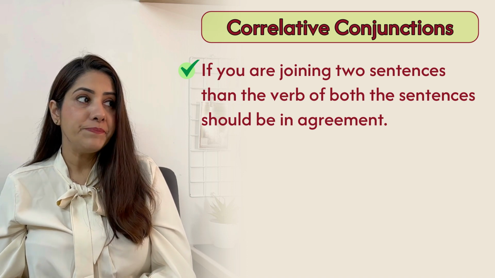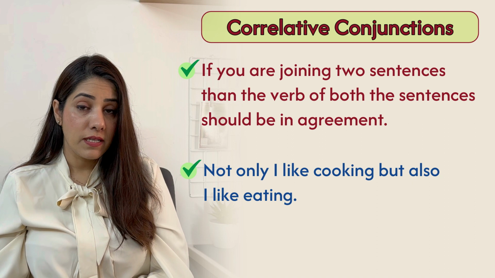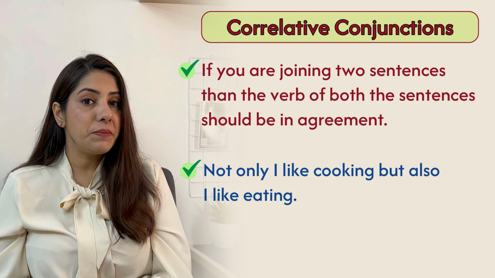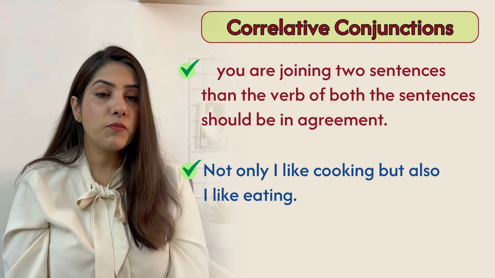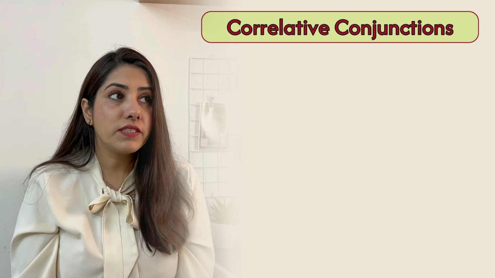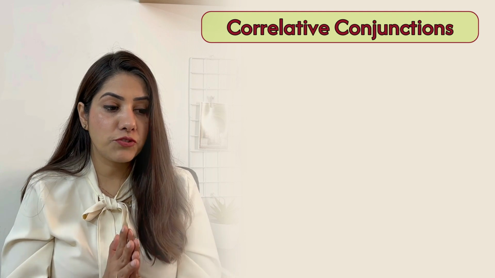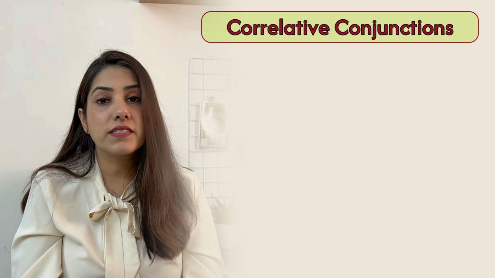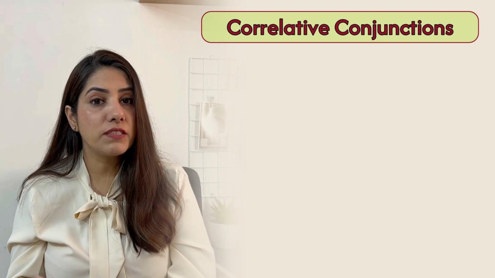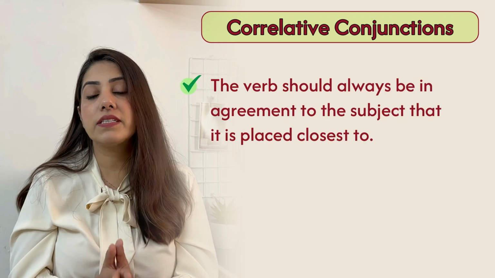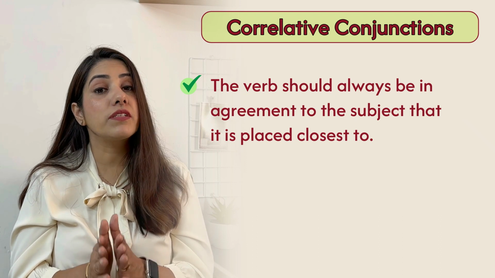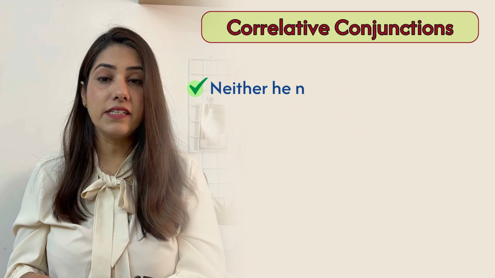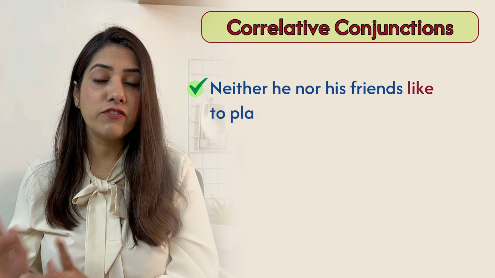Take for example, not only I like cooking, but I also like eating. Here the verbs are in agreement with the subject. Now many times the confusion occurs when, in the sentences that you are joining, the subjects are different. Like one subject is singular and the second sentence subject is plural. The verb should always be in agreement with the noun or pronoun that it is placed closest to. Neither he nor his friends like to play football.